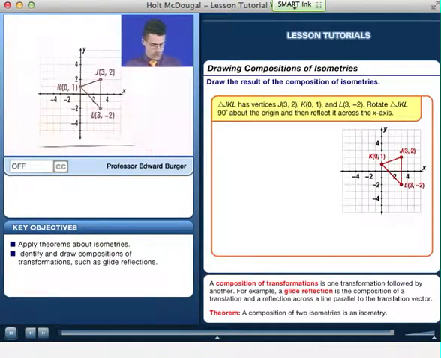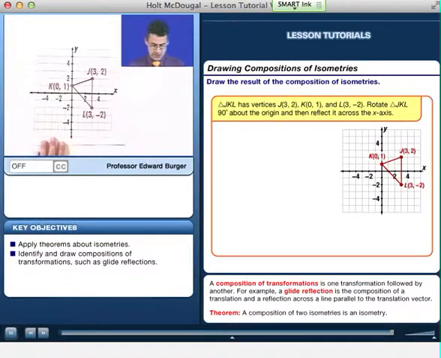All right, so here we go. Let's take a look at the coordinate plane. And I want to rotate this triangle JKL 90 degrees counterclockwise about the origin. And then I want to reflect it over the x-axis. All right, so the first thing we want to do is rotate 90 degrees counterclockwise.